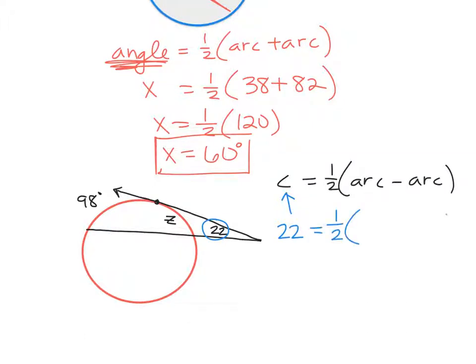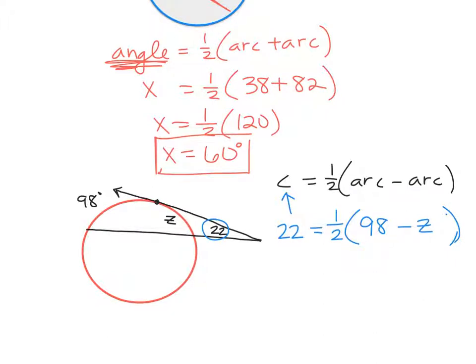And here's where you have to be a little bit careful. Which one comes first? The 98 or the z? 98, right? We want the bigger arc, or the further away arc will always be the bigger one, minus the smaller one, which is the closer one to the angle. So 98 minus z is your setup, okay?